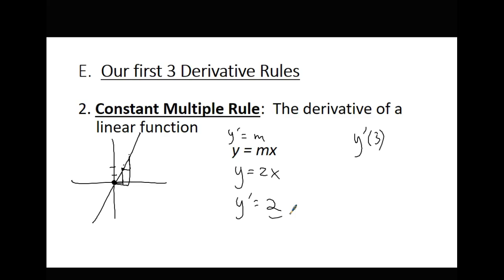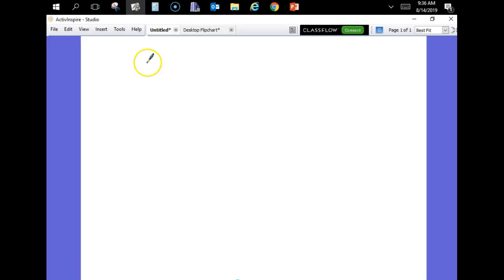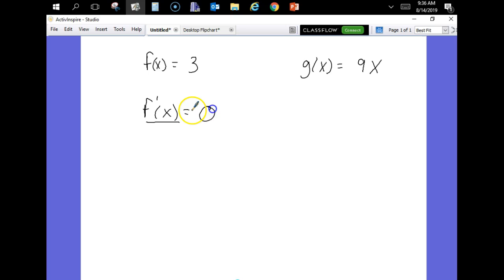So let me throw some questions at you guys then here. Let's say that f of x is equal to 3, and let's say that g of x is equal to 9x. Okay. What am I asking for here? Good, and we can say that with one word, the derivative. So, what's the derivative? 0. Why? Because this is a constant function.